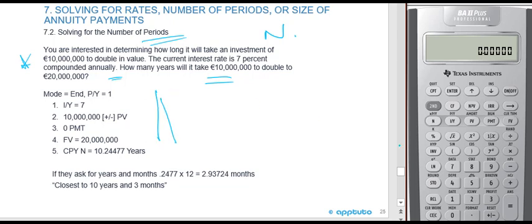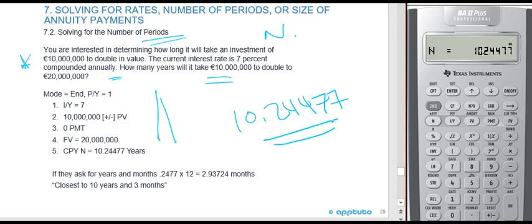So again, we can just use our time value of money. We're going to check that our P/Y is set as 1, and our present value is 10 million, so I'm going to make that negative. Negative 10 million present value, and it needs to double, so that's going to be 20 million future value, and there's no payment, and it says the interest rate is 7%, so that's 7 I/Y, and then simply we just compute for n, and we're going to get 10.24477 years. So very easy. Again, as I said, it's always 5 variables. Given 4, you need to solve for the 5th.